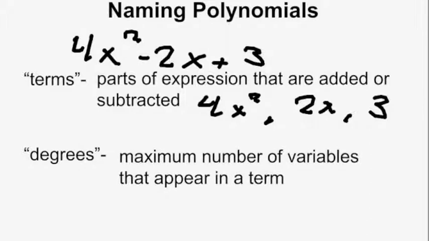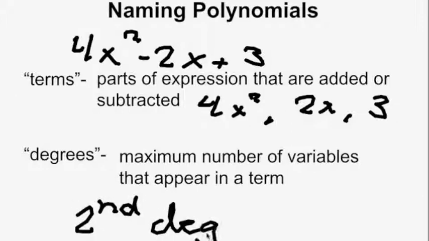Degrees, however, are the maximum number of variables that appear in a term. So if you look at our example polynomial, you could see that it would be to the second degree, because in 4x squared, the 2 is the highest exponent that appears in any single term.